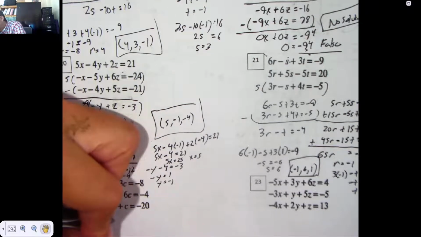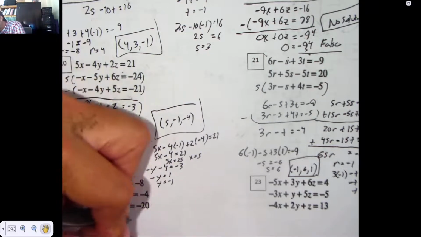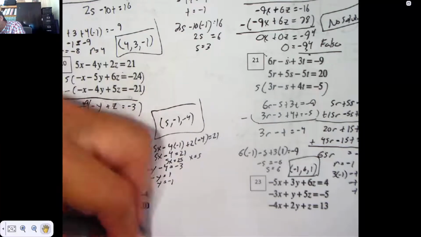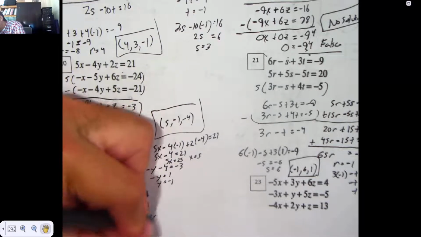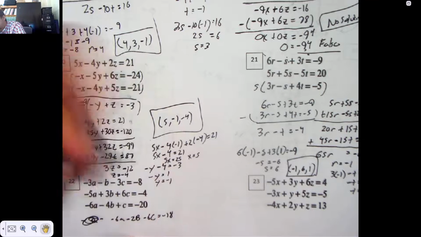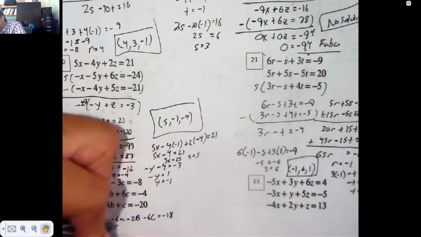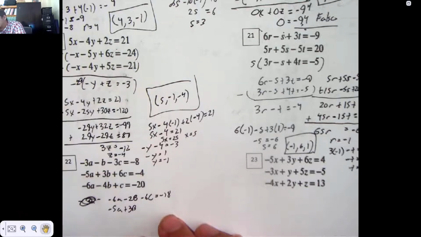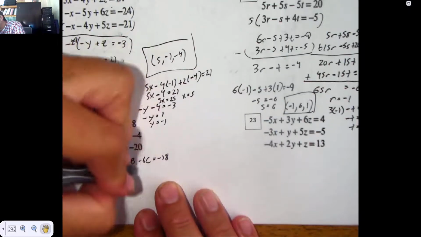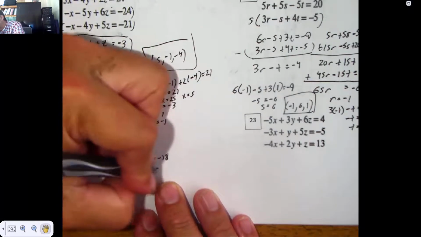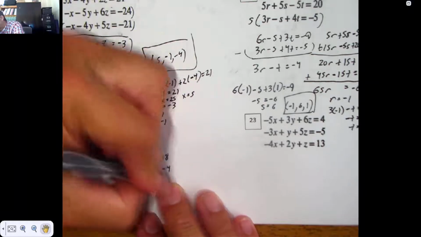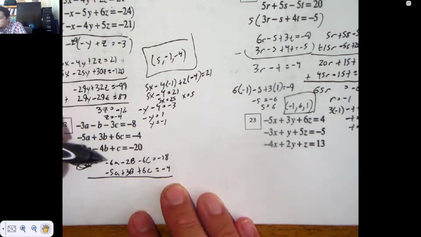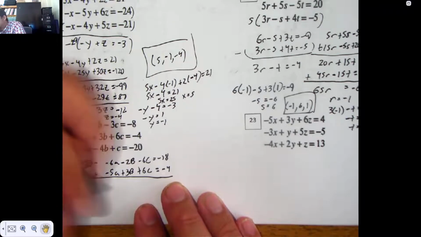Didn't do it. -6a minus 2b minus 6c is -16. And I'm going to add it to this one. -5a plus 3b plus 6c, I like this, is -4. This worked out well. Oh, that was my goal. I don't know what I'm talking about. I'm going to add them together.